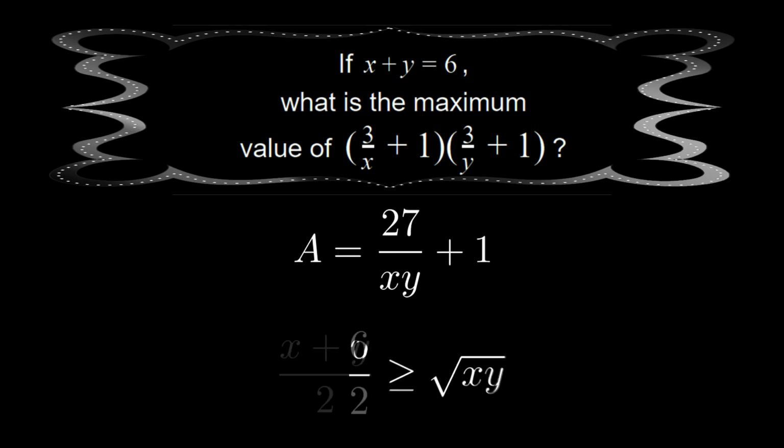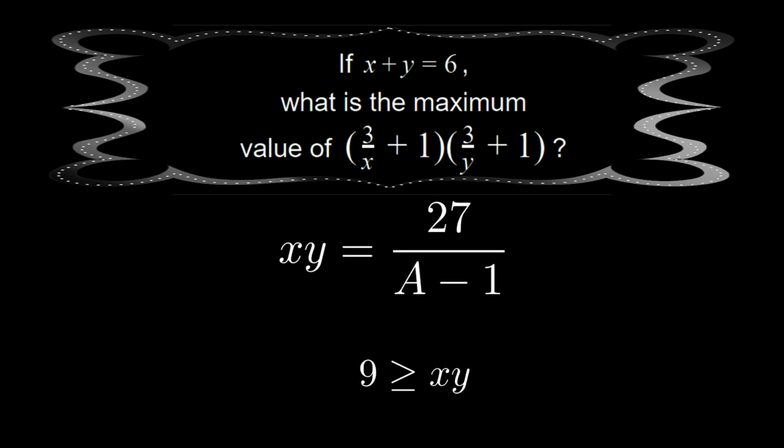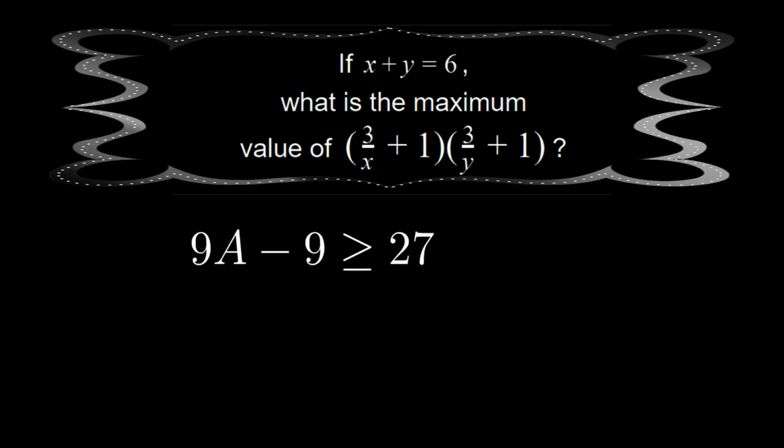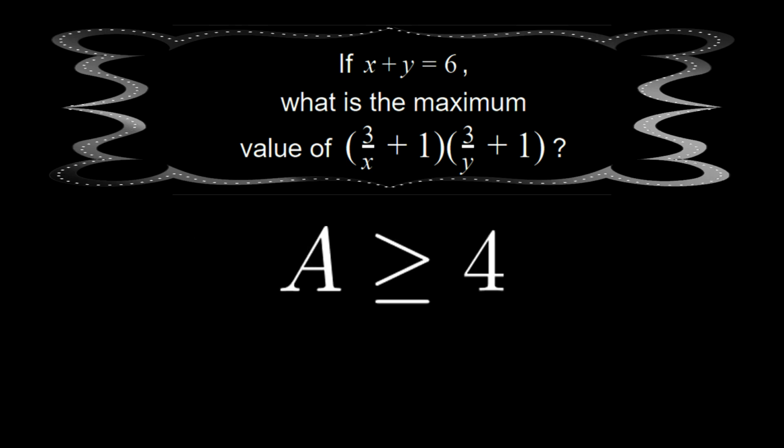We know that x plus y is 6, and we know that 6 halves is 3, and that 3 squared is 9. Let's now solve for xy up top. Then by the transitive property, 27 over a minus 1 is less than or equal to 9. We can then multiply both sides by a minus 1, and lastly, we can solve for a. Because we use the AM-GM inequality, we know that there is some set of numbers that makes a not just greater than 4, but equal to 4, and that makes 4 that expression's minimum.